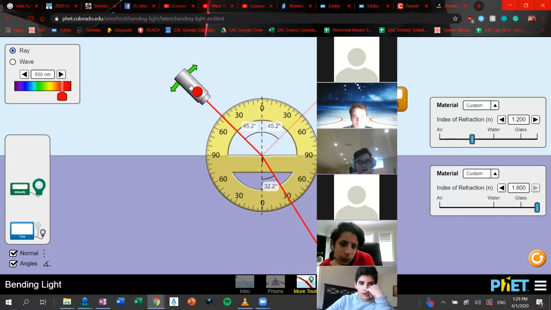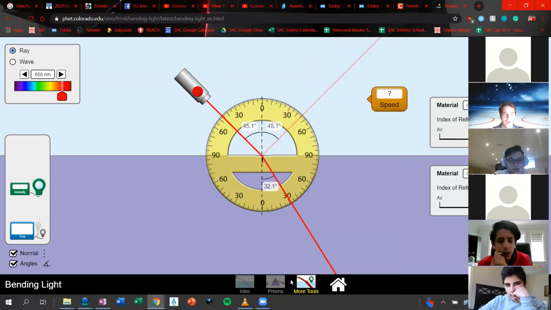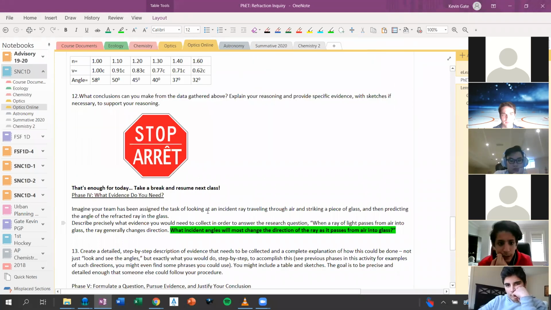I go from roughly 45 to 32. So that's significantly bent towards the normal. It's bent by about 13 degrees. That's quite significant, right? That's what phase 3 asks you to experiment with. It also asks you to make a generalized statement.